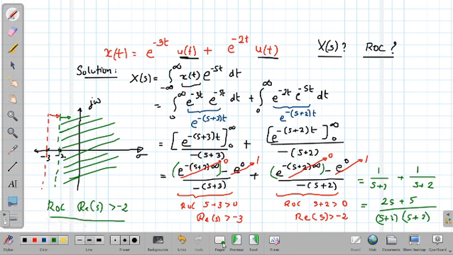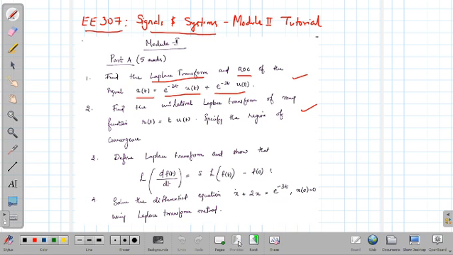So I hope this problem is clear. Now let me go back to the previous page and see the question. So this is done. We have seen the Laplace transform and region of convergence of this signal. Okay, now let's go to the second question. Find the unilateral Laplace transform. Okay, so there are two cases of Laplace transform, which are unilateral and bilateral. The only difference is the limits of integration. In bilateral, you have from -infinity to plus infinity, while for unilateral, x of s is given by integral 0 to infinity.